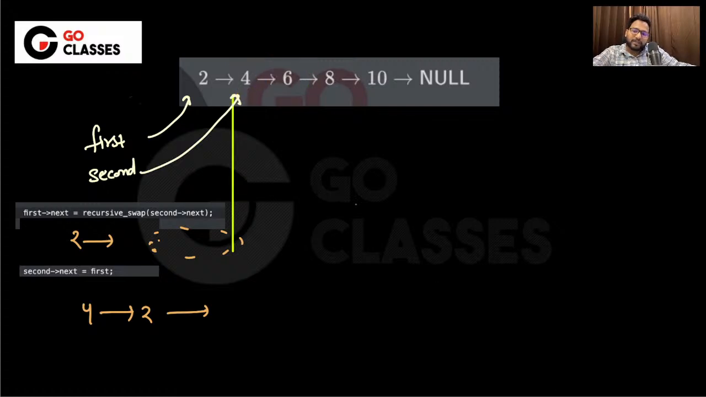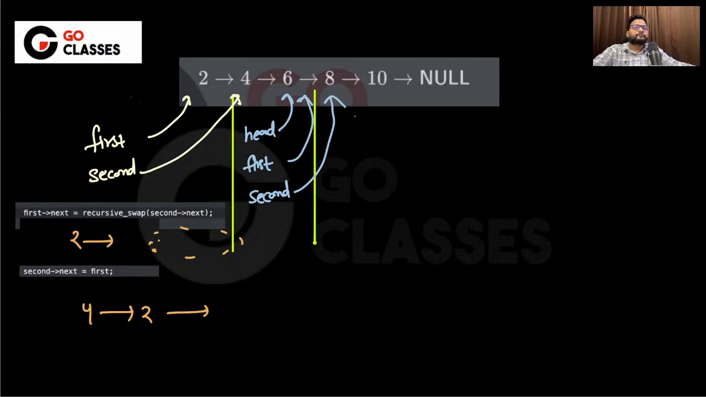So second next is basically this, which means the recursive call will be having head pointing to 6, and whatever head is pointing to, first will point to the same thing. First will be pointing to 6. Now second will be pointing to 8. Is this fine to everyone? These recursive calls are important to understand. Is this fine to everyone? Now let's see what is happening next.